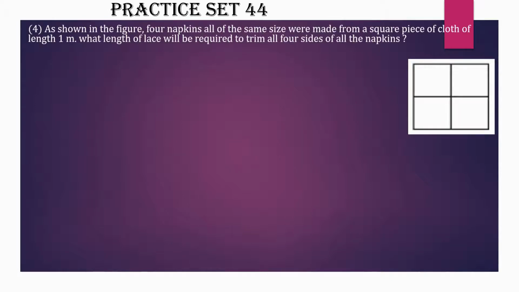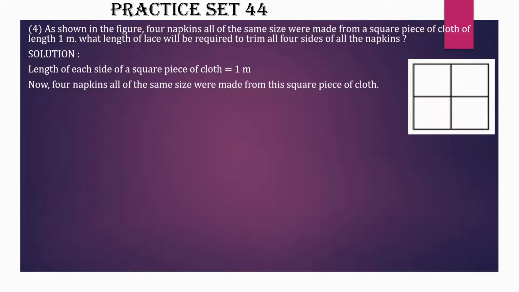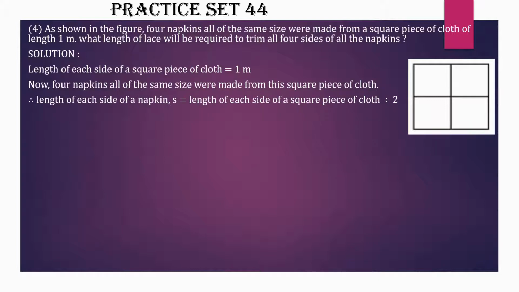As shown in the figure, 4 napkins, all of the same size, were made from a square piece of cloth of length 1 meter. What length of lace will be required to trim all 4 sides of all the napkins? Solution. Length of each side of the square piece of cloth is equal to 1 meter. Now 4 napkins, all of the same size, were made from this square piece of cloth. Length of each side of a napkin S is equal to the length of each side of the square piece of cloth divided by 2, which is equal to 1 divided by 2, which is half meters.